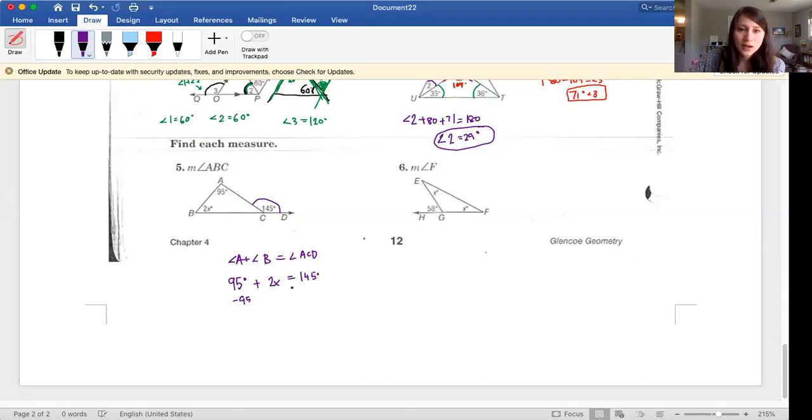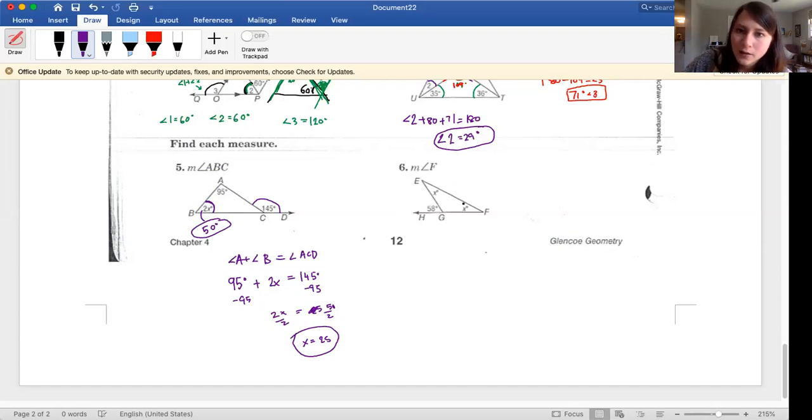So minus 95 minus 95. I have 2x here. And I think 145 minus 95 is 50. Oh, this is 50. And then divide by 2. X equals 25. That's my answer there. So X is 25. Then what they said is find the measure of ABC. So read your directions carefully. ABC is right here. We're looking for this measurement, which means we have to plug X back in. 2x, 2 times 25 is 50 degrees, so this is 50 degrees.